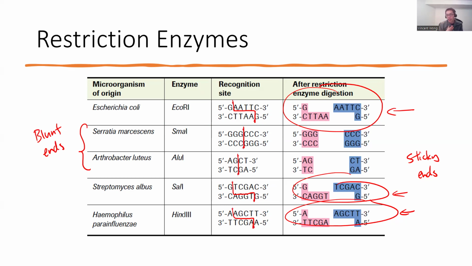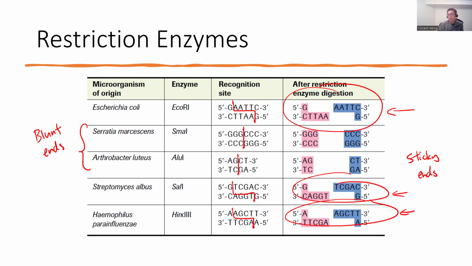For what we are trying to do, we're trying to insert the insulin gene into the plasmid so we can feed it to the bacteria. For that, we want restriction enzymes that create sticky ends. So the ones with the sticky ends are the more useful ones for our purpose. Any questions before we move on?